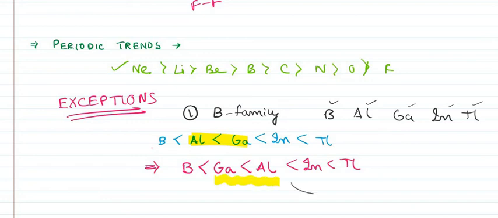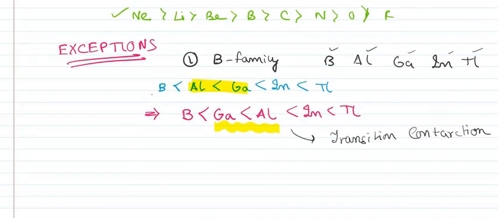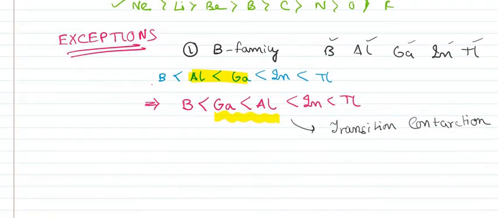This is due to a phenomenon called transition contraction. You will learn about it when you will learn about the boron family. Just to introduce you to this term, transition contraction, this is the reason why gallium, even though it is lower in the group than aluminium, still gallium has smaller size than aluminium.